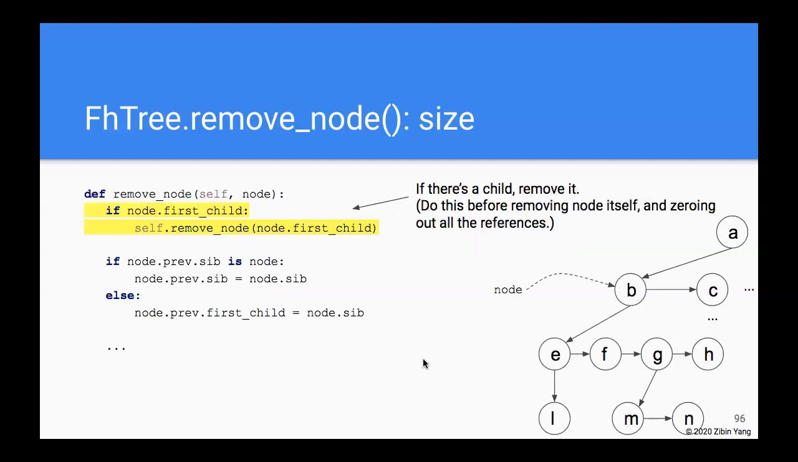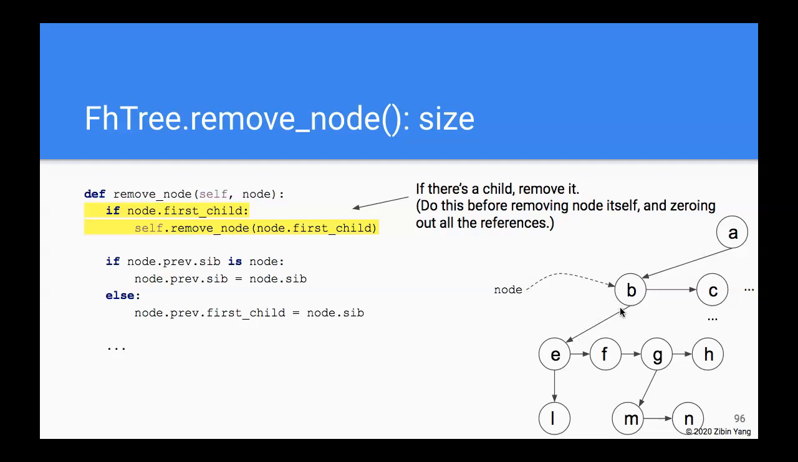So here is where I would write the code. At the beginning of remove node, if the node has a child, then we'll remove the child. Now, you might wonder why I do this before removing the node itself. Well, the practical reason is that at the end of removing the node, we zero out all the references in that node. So we're going to lose the node's first child, so we should do that before we lose that pointer, right?